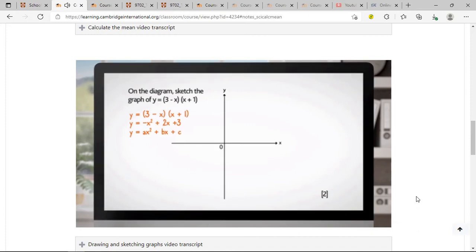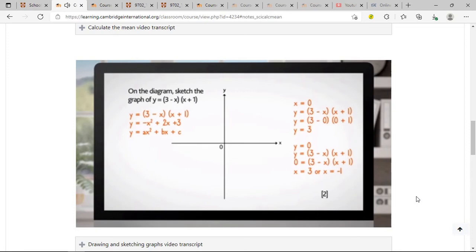Where does the curve cut the x and y axis? When x is 0, the value of y is 3. When y is 0, the values of x are 3 or -1. So when y is 0, there are two x values, so the curve cuts the x-axis in two places.